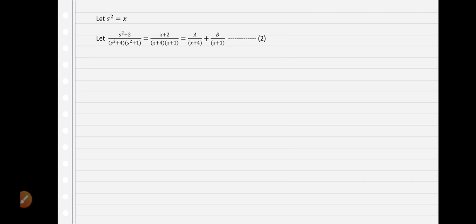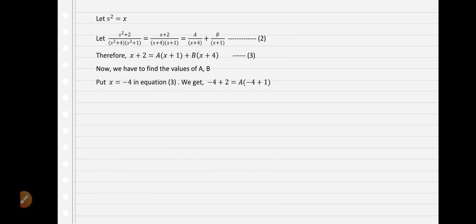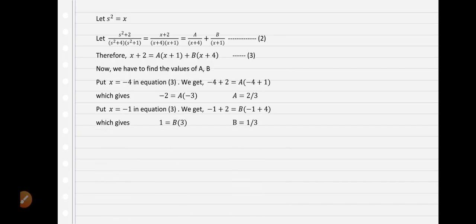Now you have to find the values of a and b for x equal to minus 4 and x equal to minus 1. So using these values of x, you will get a and b as a equal to 2 by 3 and b equal to 1 by 3. So now you have to consider the complete s term, s square plus 2 upon s square plus 4 into s square plus 1, with a as 2 by 3 and b as 1 by 3. So 2 by 3 upon s square plus 4 plus 1 by 3 upon s square plus 1.